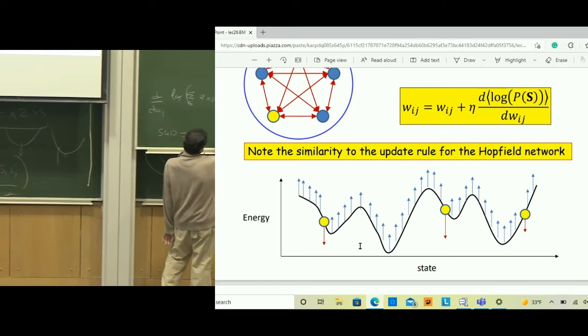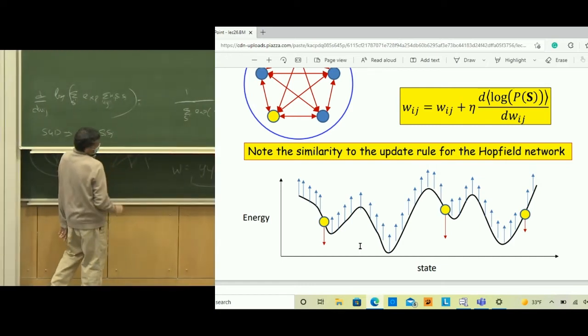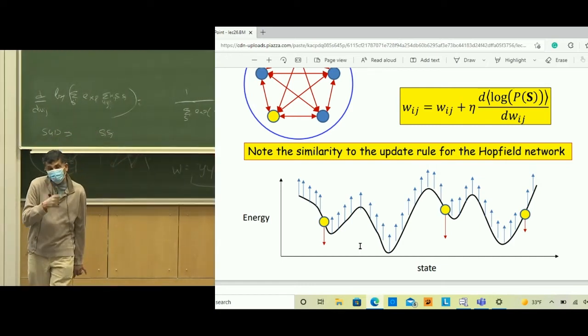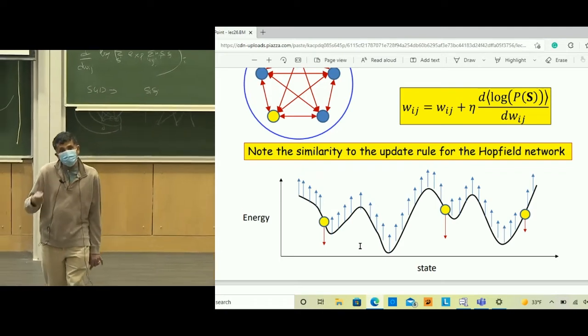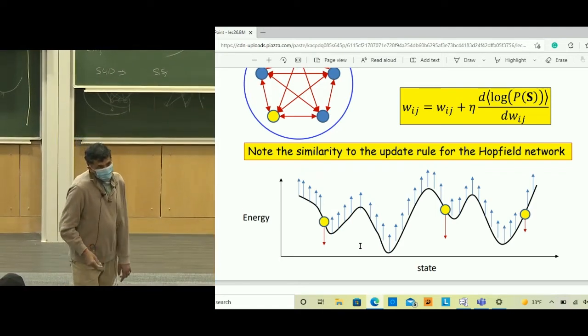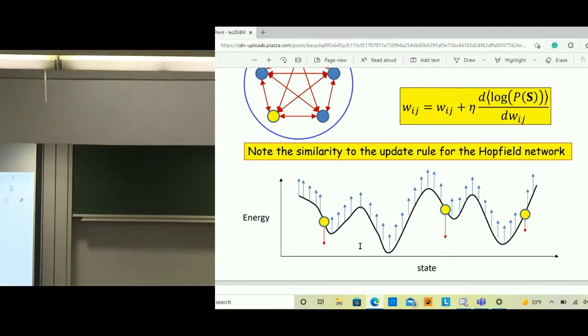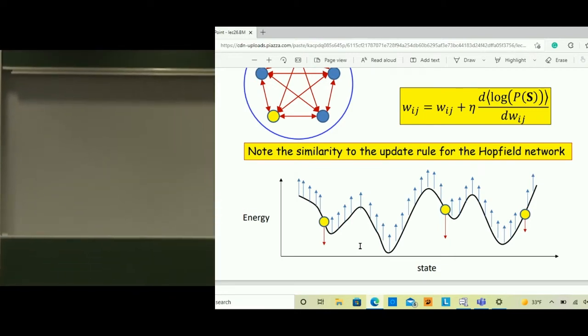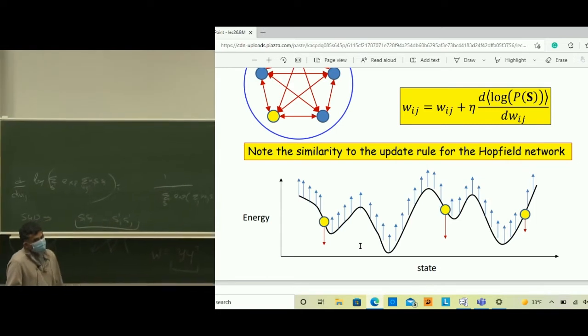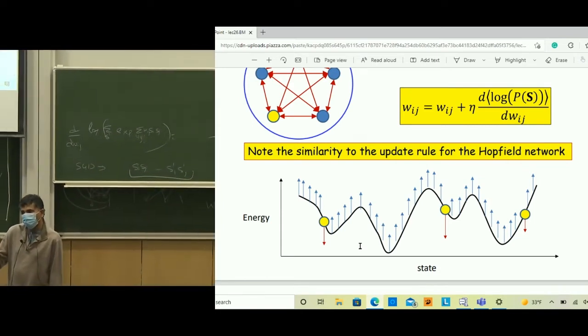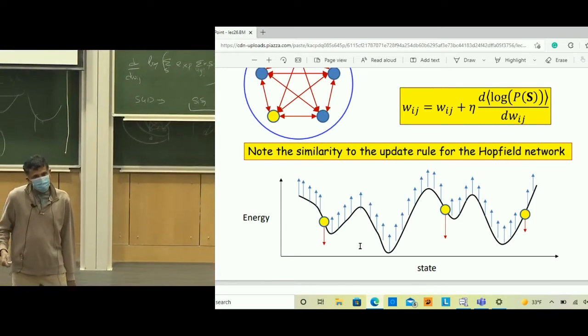You draw a random sample, you compute SiSj for that sample. Then you let the system evolve for 2 or 3 steps. You can end up with a new state, and that's going to give you some S'i, S'j. And this will simply be the derivative that you're going to use to update your network parameter.